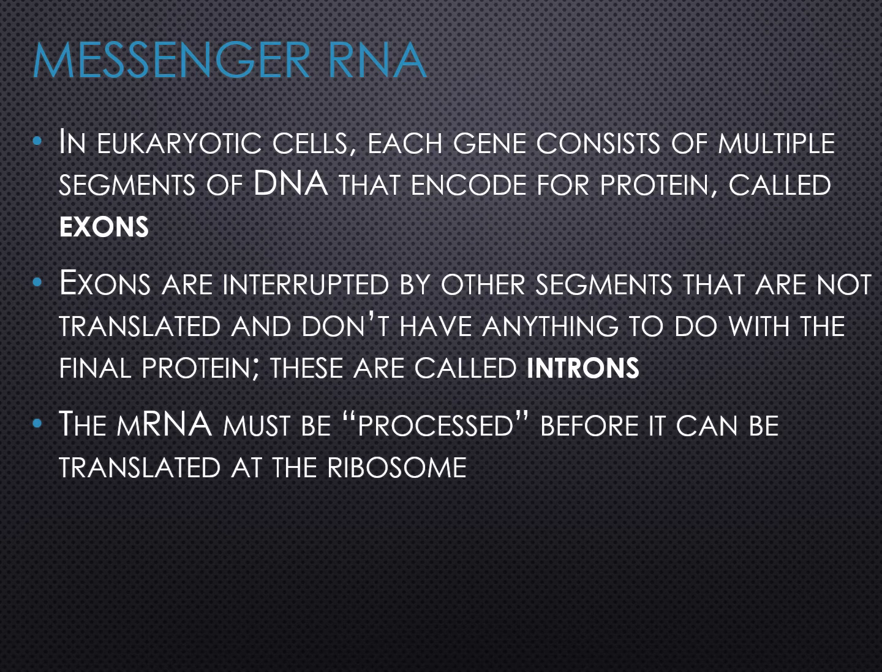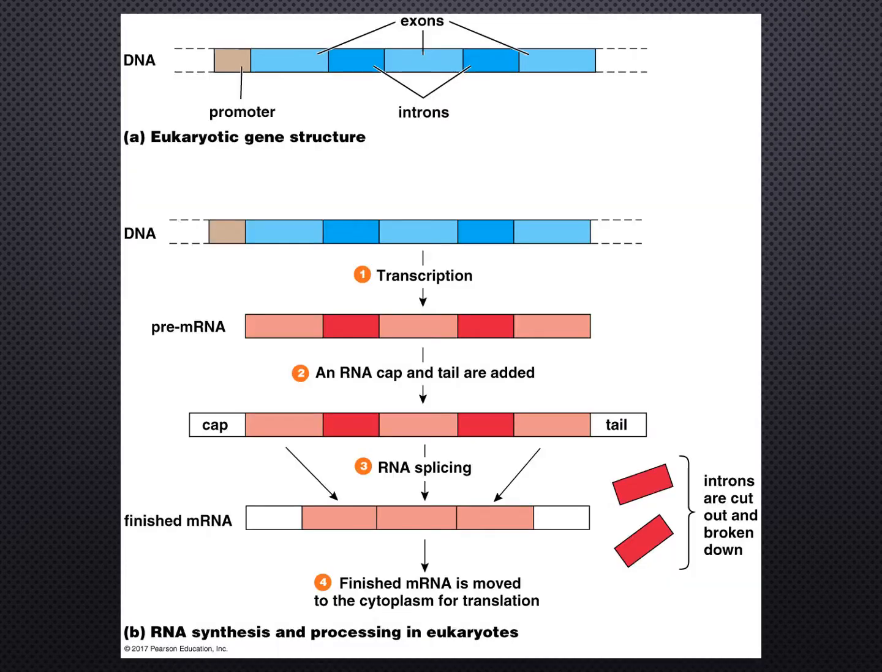In eukaryotic cells, each gene consists of multiple segments of DNA that encode for protein, called exons. Exons are interrupted by other segments that are not translated and don't have anything to do with the final protein. These are called introns. So the messenger RNA must be processed before it can be translated at the ribosome. That's what we'll look at now.